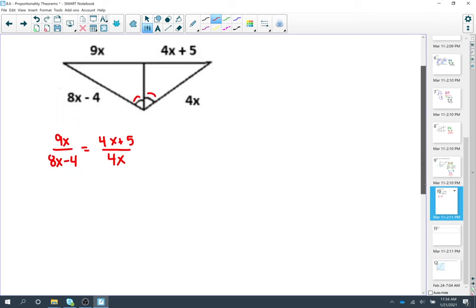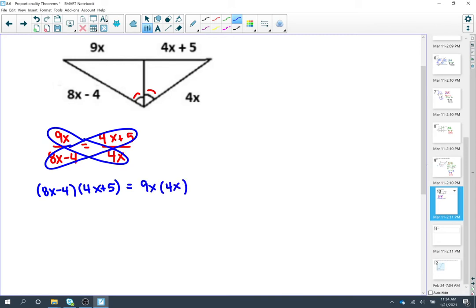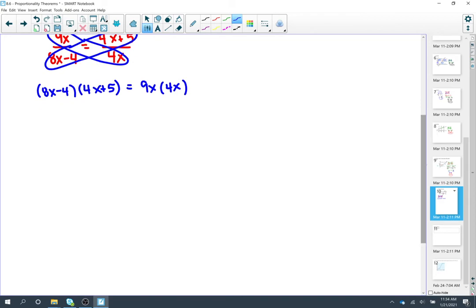From here, we're going to cross multiply, and we're going to take 8x minus 4 times 4x plus 5 equals 9x times 4x. Now, at this point, we have to remember our algebra. So if we're multiplying a binomial with a binomial, we have to distribute. So we're going to get 32x squared plus 40x minus 16x minus 20.